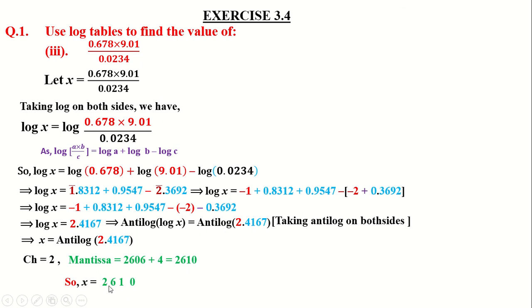And this is reference position. First non-zero digit is 2. Characteristics is 2. So it will be placed here. If it were 1, then decimal point would be placed here. If it were 0, decimal point would be placed here. If it were -1, decimal point would be placed here. And now in this case, where characteristics is 2, decimal point is placed 2 digits ahead of reference position.